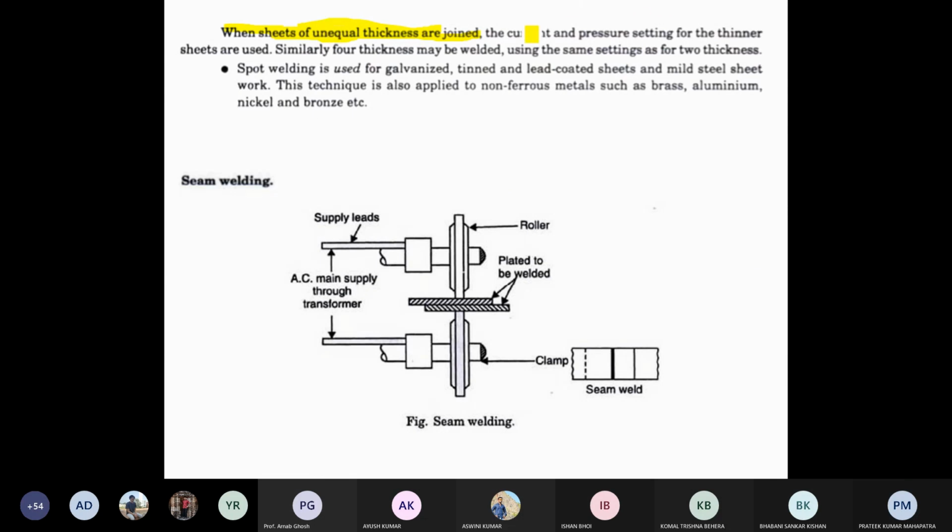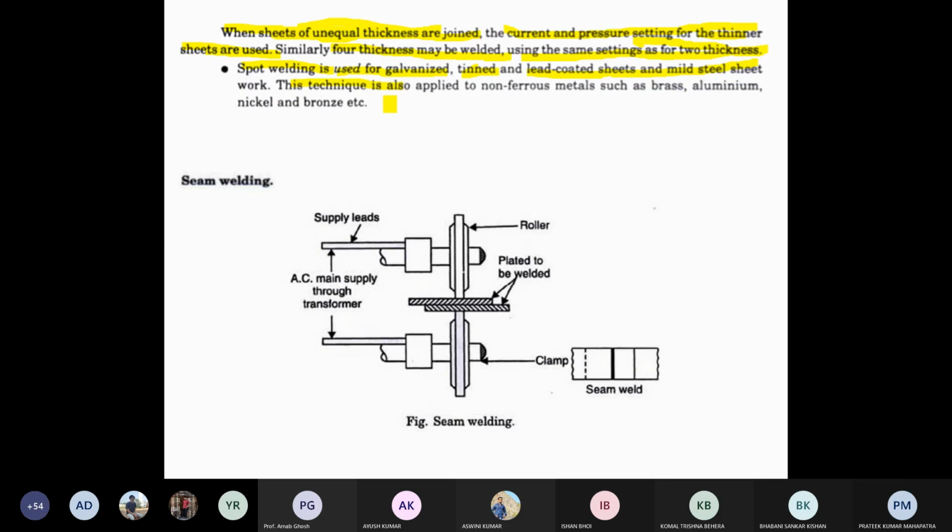The current and pressure settings for the thinner sheet are used. As it is not face to face welding, it depends upon the thickness of the sheet. So as per the rating of the welding machine, you can change the sheet thickness. So four thickness may be welded using the same settings as two thickness. Spot welding is used for galvanized tin, lead coated sheet and mild steel sheet.